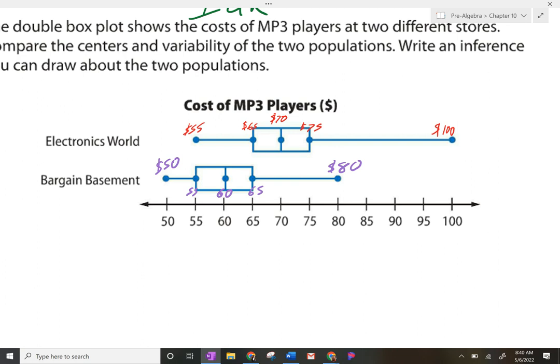You're saying Bargain Basement. You want to go on the top one? I want to know which one's going to be the best deal for you. If you want to hold on to your money, you're probably going to go to this one because they have a lot lower prices.